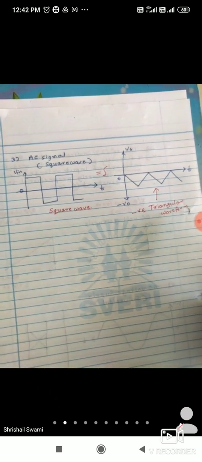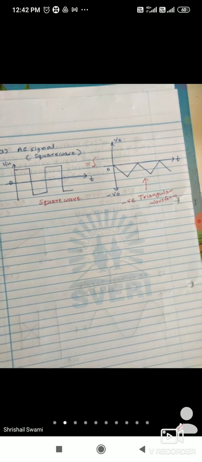So these are the nature of input and output. If you are applying the DC supply voltage, you are getting the ramp signal at the output. If you are applying the AC sinusoidal signal, you are getting cosine signal at the output. If you are applying the AC square wave signal, you are getting the triangular waveform at the output. आणि जर तुम्ही कोसाइन सिग्नल अप्लाय केला तर तुम्हाला साइन मिळेल at the output.